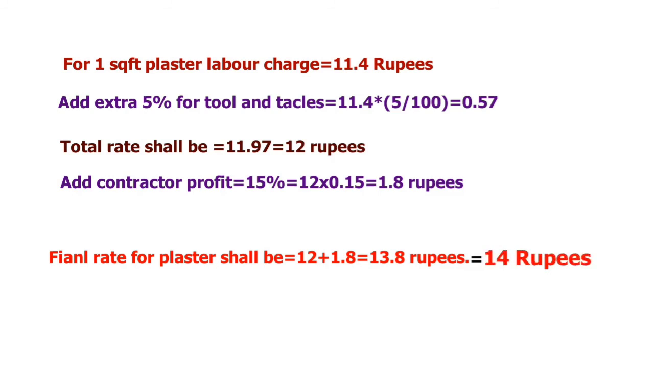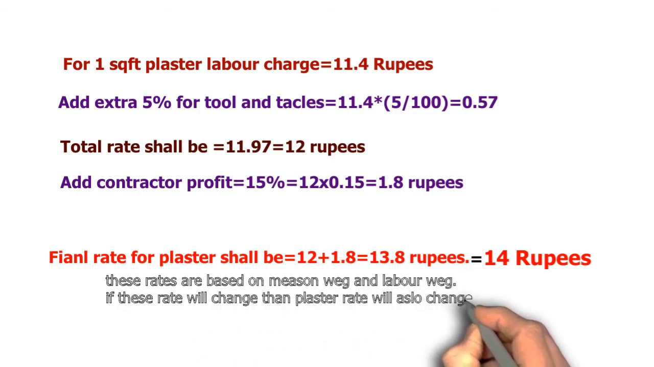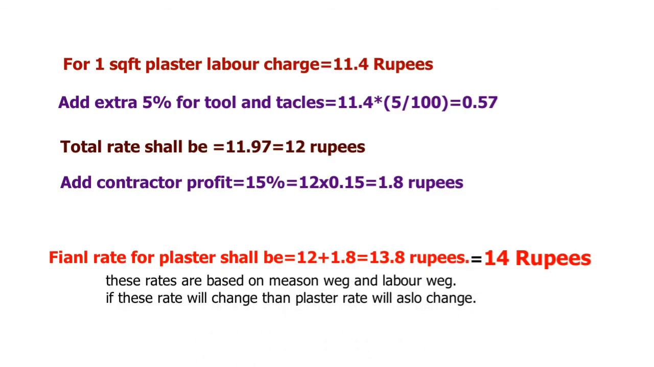So friends, it is only the labor rate for internal plaster having thickness 15 mm. So you can easily find it by applying these methods, and these are based on the mason and labor rates. It will vary with varying rates of mason and labor.